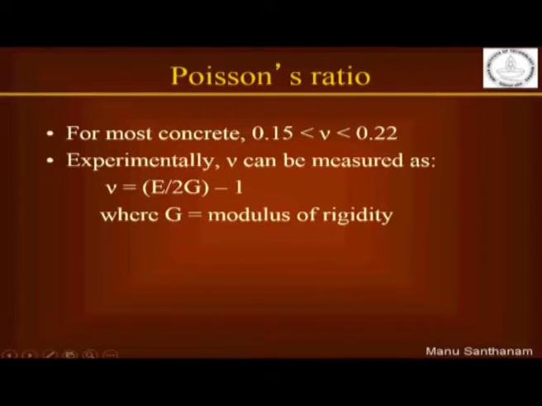For most concretes, Poisson's ratio is between 0.15 and 0.22. And again, you all know from basic mechanics that the Poisson's ratio is related to the Young's modulus and the modulus of rigidity by this equation. So, when you have two of these parameters, you can calculate the third one and get most fundamental critical properties of your concrete.